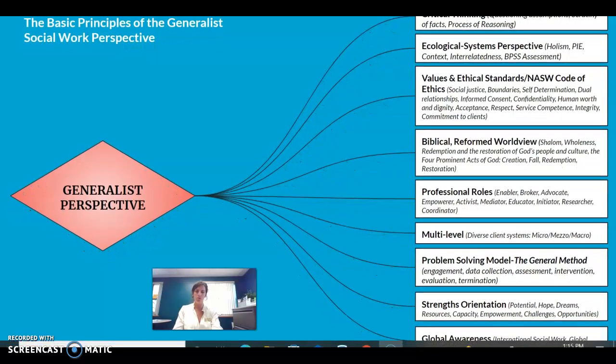And then global awareness, kind of cut off on the bottom, but that's the final level. If you're looking at the multi-level dimensions, that is looking at a global scale. We're very connected now. Technology has really made us a global society, and so we're even able to use some of the skills learned within generalist perspective and practice on a global level as well.